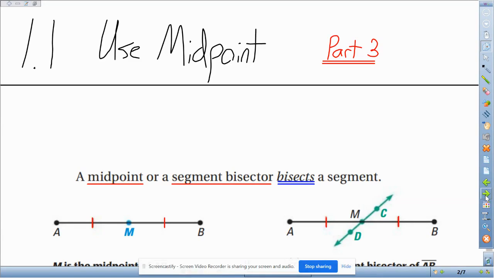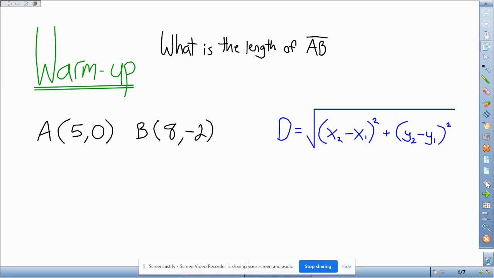Hey everybody. So today we're looking at 1.1 use midpoint part 3. Real quick before we get into this though, today we're going to start with a warm up on what we were learning in our last lesson, which if you guys remember was on the distance formula. All right, so I'm going to have you guys go ahead and try this one out just to refresh your memory on what we were doing here and see how much you remember. And then we'll look over it together.